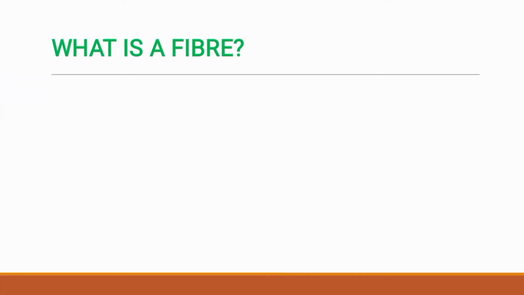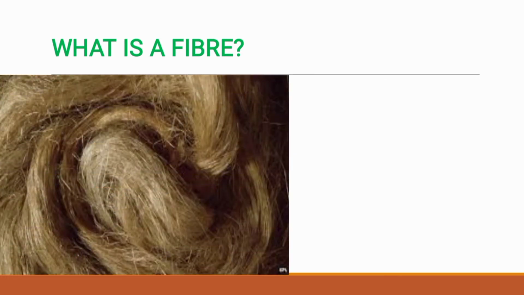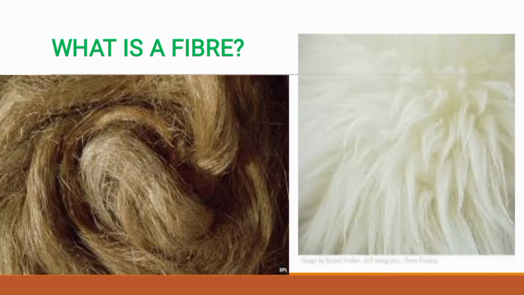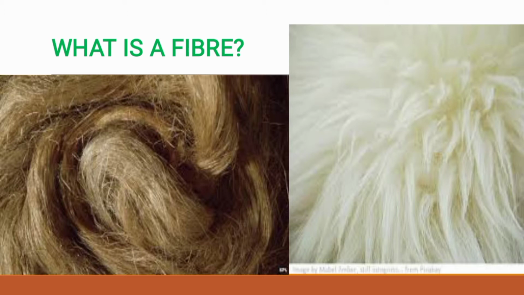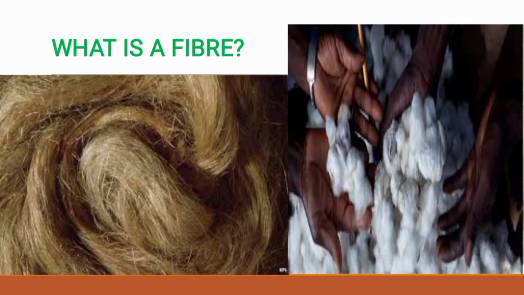Now, what is a fiber? Fiber is the hair-like basic unit of raw material used in the making of yarns and fabrics. Or we can also say it's the fundamental unit of raw material used in the making of what? Fabrics. That's a fiber, as you can see in the image here.